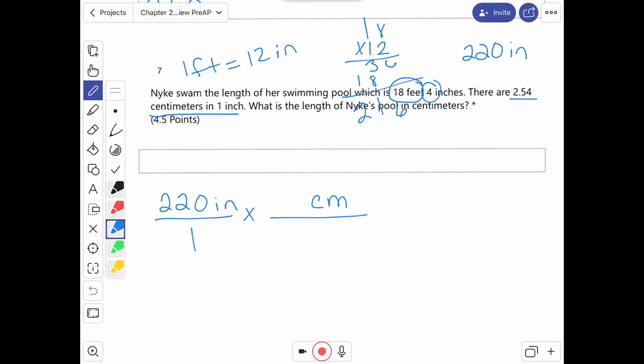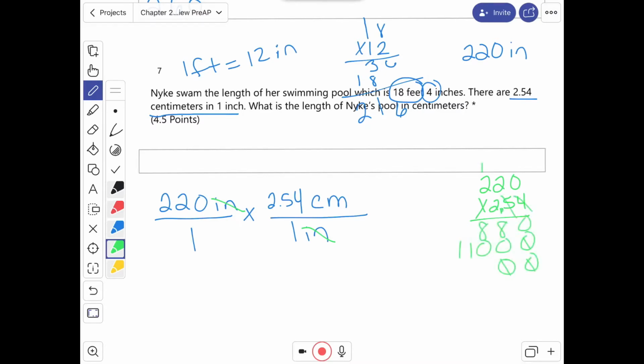Remember, we put that over 1, and the conversion goes next to it. And it said it was 2.54 centimeters to 1 inch. The inches will cancel. And then we need to multiply 220 times 2.54. Remember, when you're multiplying by 3 digit numbers, there's going to be 3 lines of numbers to add up. And every time you go to the next number, you're putting down more zeros.